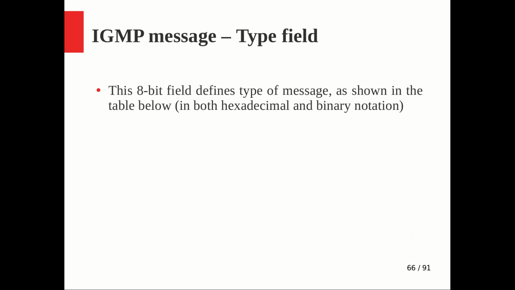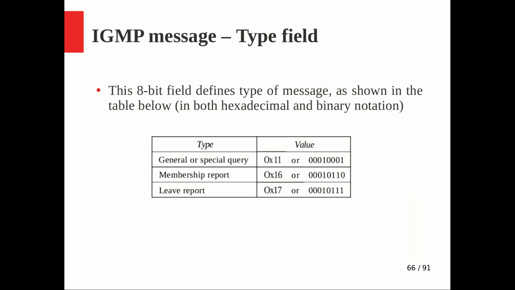Now the type field, something I explained already, just mentioning here. The 8-bit field defines the type of the message as shown in the table below. Whether it is a general or a special query, it will have some hexadecimal value, and the equivalent binary is also given. Hexadecimal 16 for membership report and hexadecimal 17 for leave report. This is how the different message types are identified. These three are the major ones, but why an 8-bit field? Future, more types may come, right? To deal with that, they provided 8 bits for the type field.